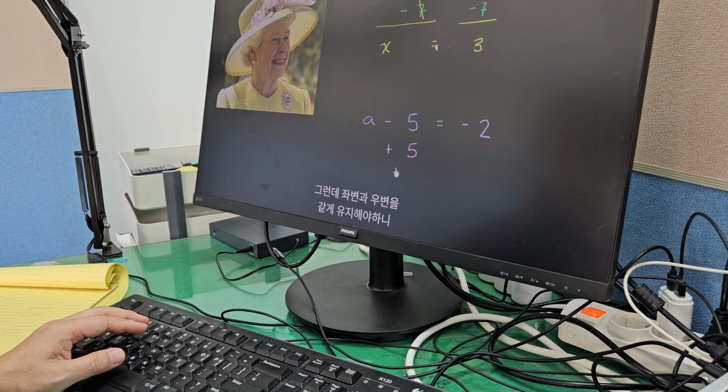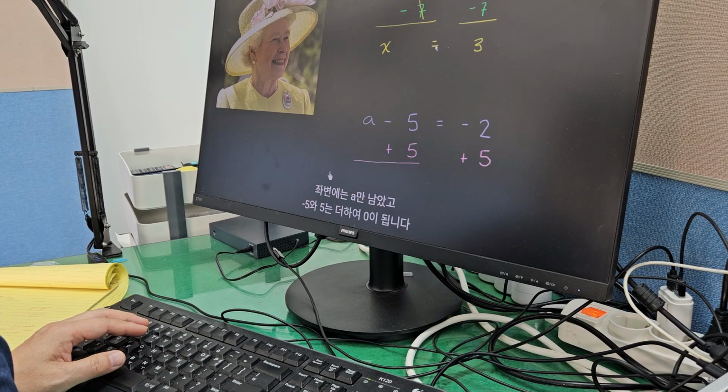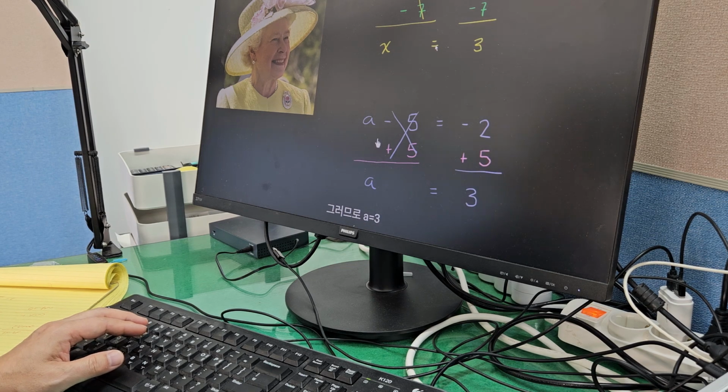But if I want the left-hand side to stay equal to the right-hand side, whatever I do to the left, I have to do to the right. I'm going to have to add 5 on the right-hand side as well. And so on the left-hand side, I'm left with a, and then the negative 5 and the positive 5 cancel out. And on the right-hand side, and they're going to stay equal because I did the same thing to both sides, we have negative 2 plus 5, which is equal to 3. So a is equal to 3. Once again, you can verify it. 3 minus 5 is indeed equal to negative 2.